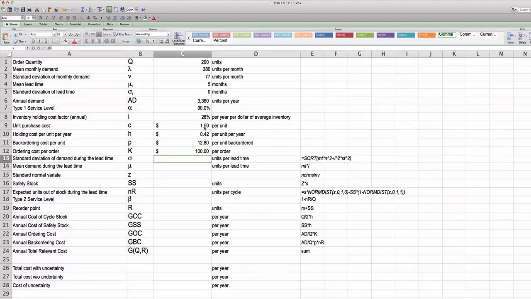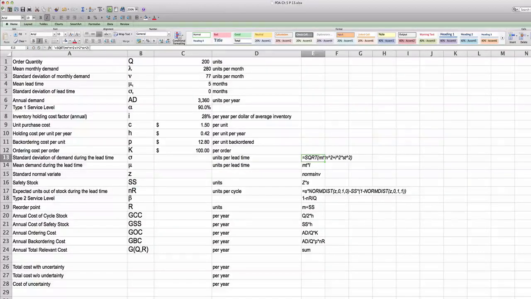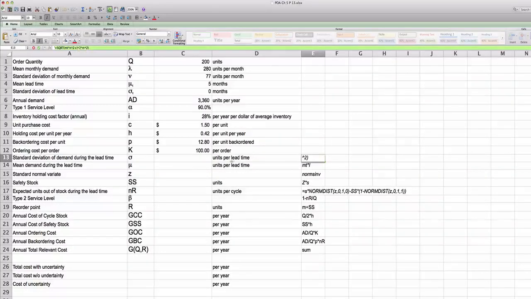So I have the backorder cost. I have the order placement cost. Now I need to calculate the standard deviation of demand during lead time. Remember, this is my measure of uncertainty, the convoluted combination of demand and lead time uncertainty. We can simply calculate it using the Excel formula that you see given to the right. So because I'm lazy, I'm simply going to go ahead and copy this formula.